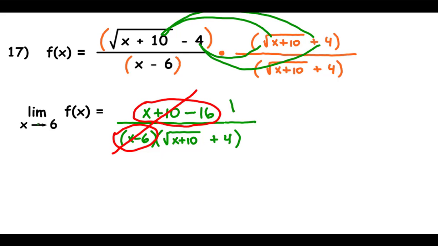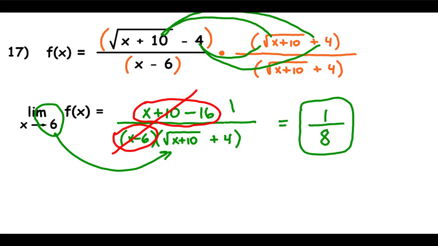Now, we can plug the 6 directly in. And that's simply going to be the square root of 16 down there, which is 4. So we have 1 over 4 plus 4. And so the limit, as x approaches 6, is 1/8. And again, we realize that if we were to graph this f of x equation, this would be a point discontinuity at the point 6 comma 1/8 because the limit does exist there. So that's number 17.